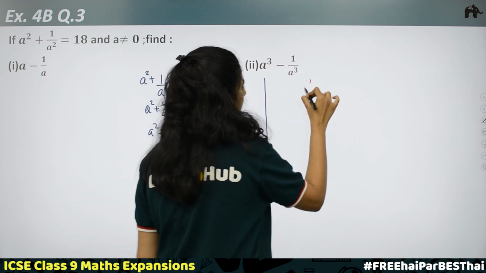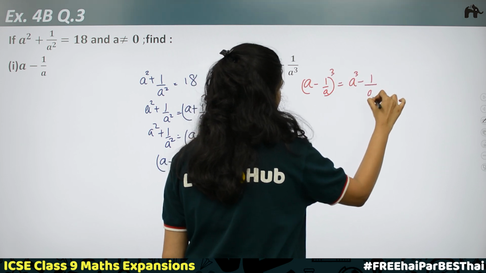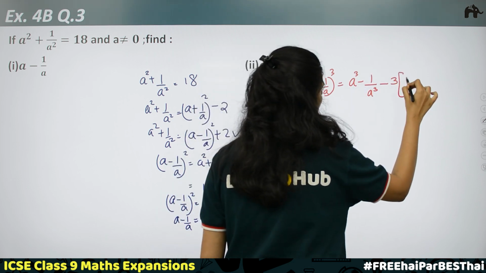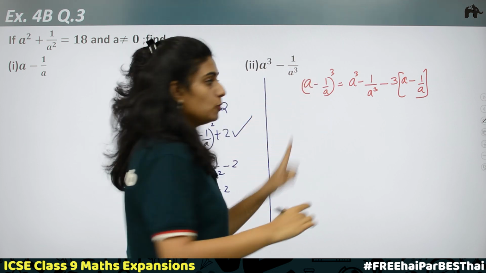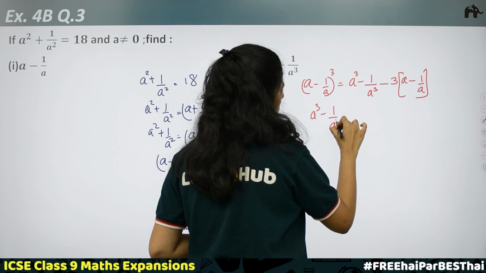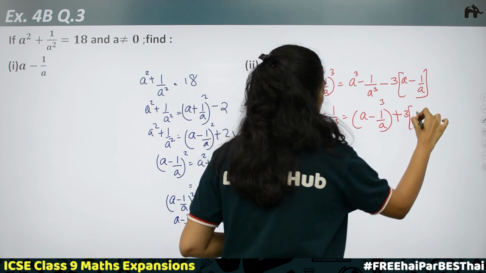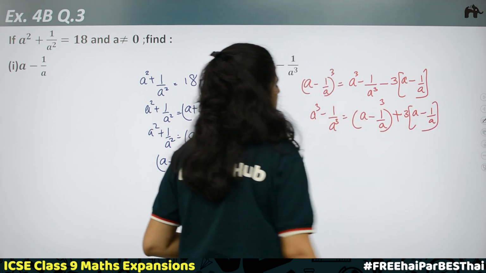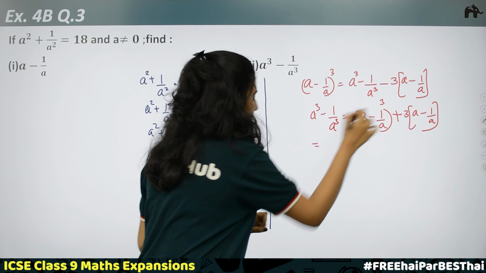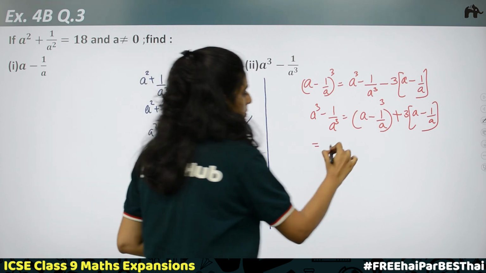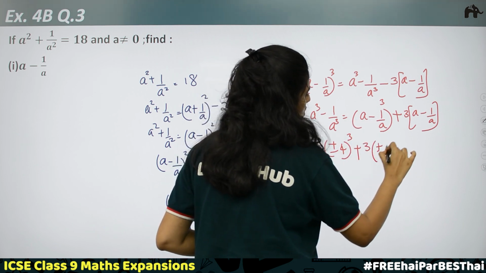So we have the formula (a − 1/a)³ = a³ − 1/a³ − 3(a − 1/a). We need to find what a³ − 1/a³ is. a³ − 1/a³ will be equal to (a − 1/a)³ + 3(a − 1/a). We have a − 1/a is equal to plus or minus 4. So, (±4)³ + 3 into (±4).